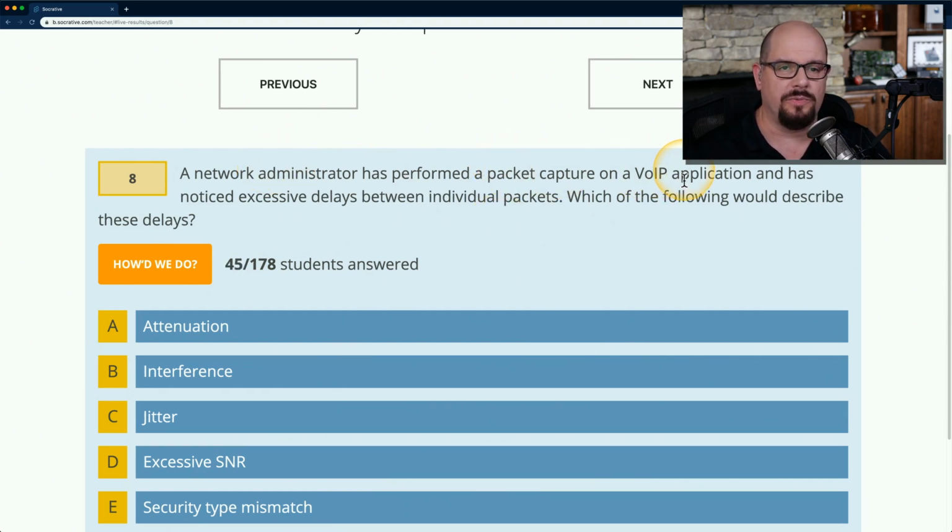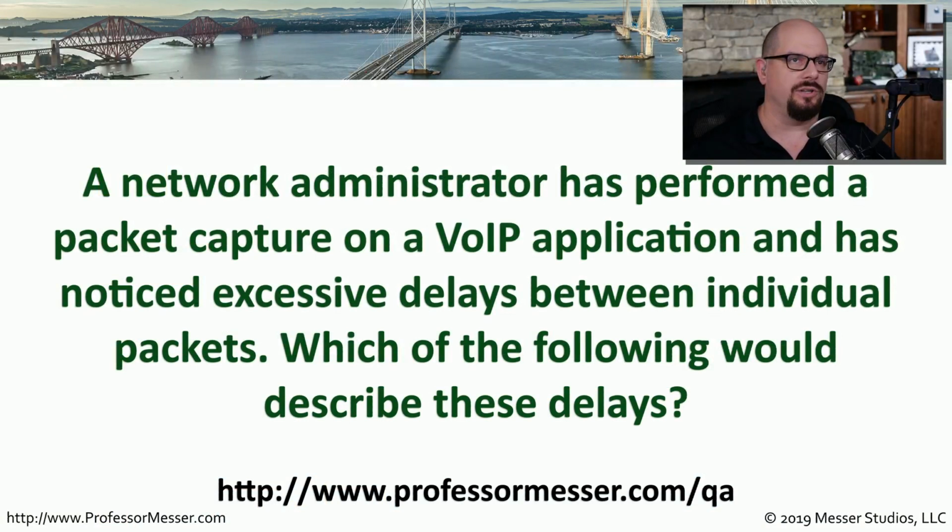Network administrator performed a packet capture on a VoIP application, has noticed excessive delays between individual packets. Which of the following would describe these delays? Attenuation, interference, jitter, excessive SNR, or a security type mismatch. Those are your 5 options. Lock in your answer. Go to ProfessorMesser.com/QA and be able to lock in your answer. See what those happen to be.